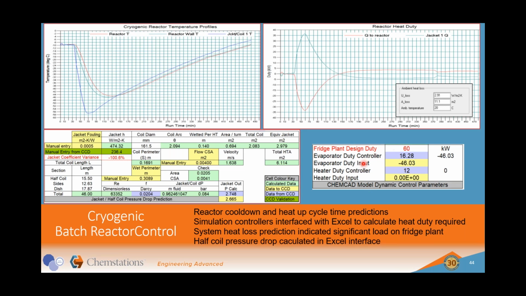This is the little calculation that we were doing. It's not shown in its entirety, but just to let you know that those controllers for the heater and the chiller plant were done from here. This particular job involved a half coil, and ChemCAD didn't have the facilities for working out the pressure drop across the half coil. So what we were doing here is working out the pressure drop through the half coil on the reactor. So you can see that the interface with Excel opens up a whole new area of opportunity for you. And basically, by doing this simulation, reactor cool down and heat up cycle times were predicted.